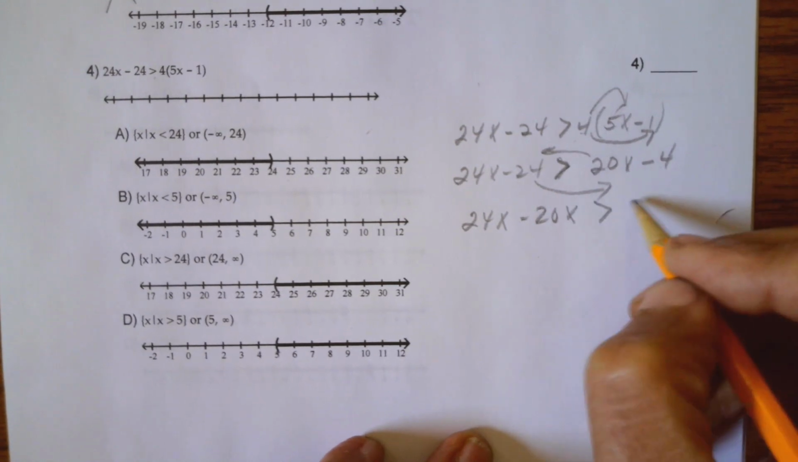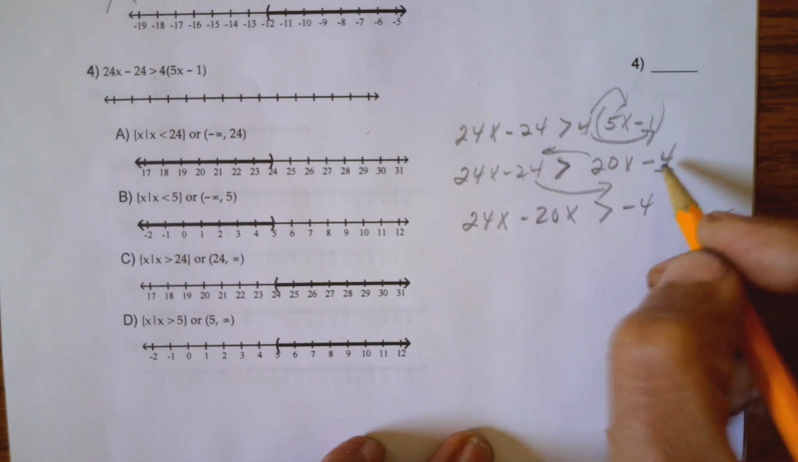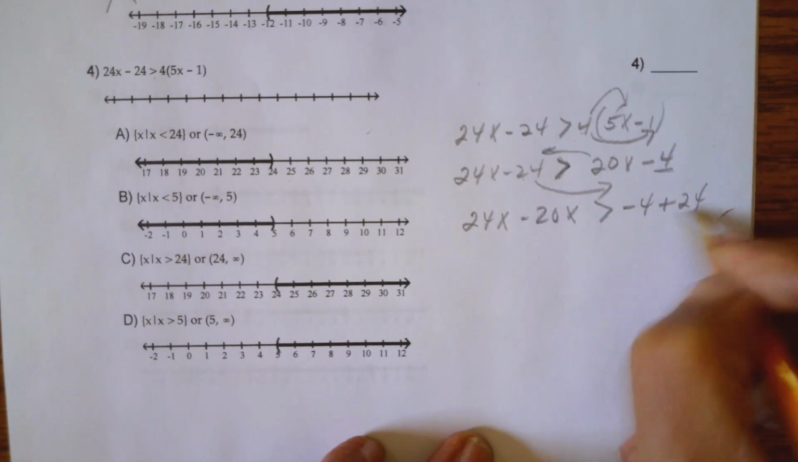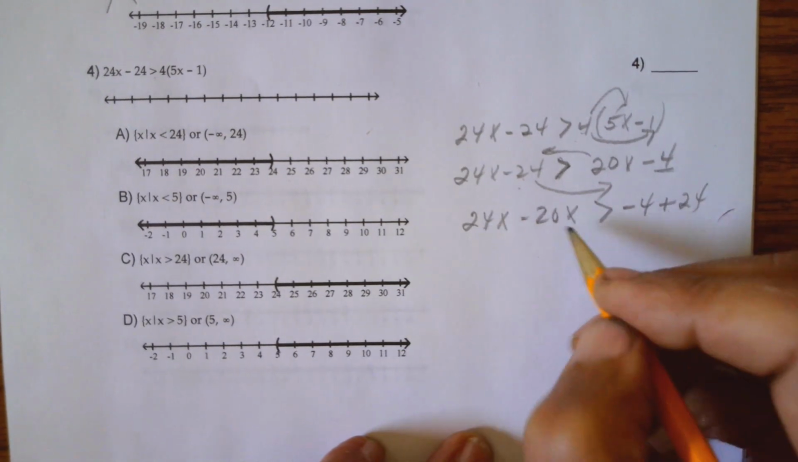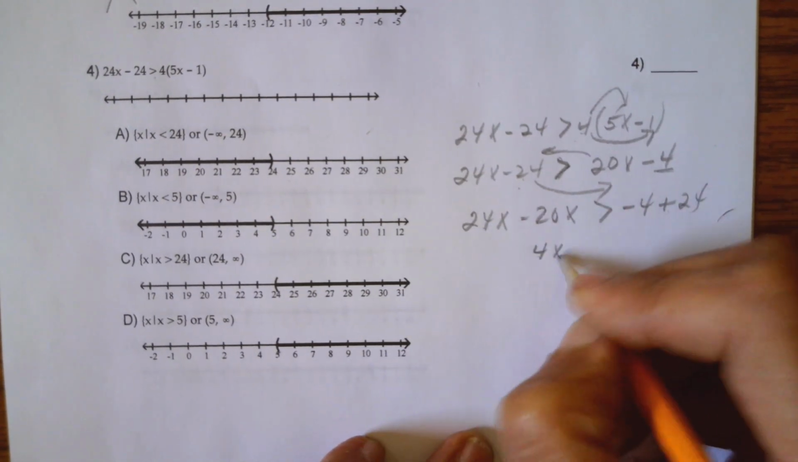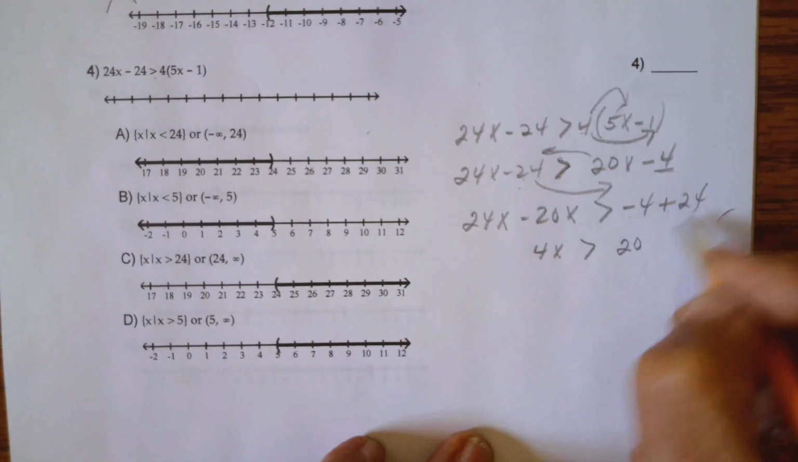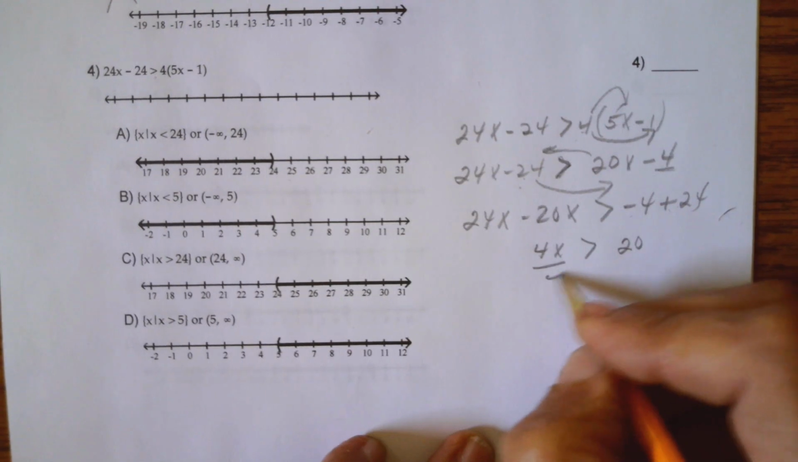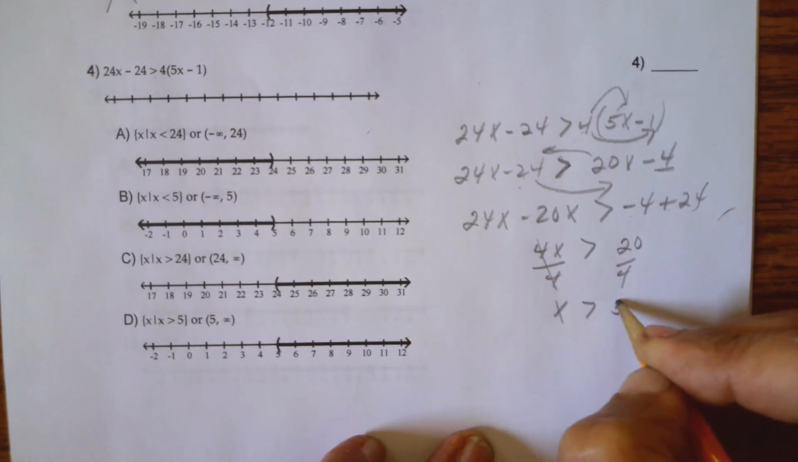Greater than, let's see, my minus 4 is sitting waiting for company. Here comes the minus 24, but when it gets to the right side, it's a positive. I've added 24 to both sides. 24x minus 20x, that's 4x, greater than a minus and a positive. Difference is 20. Take the sign of the larger. Divide both sides by 4. The 4's cancel. X is greater than 5.